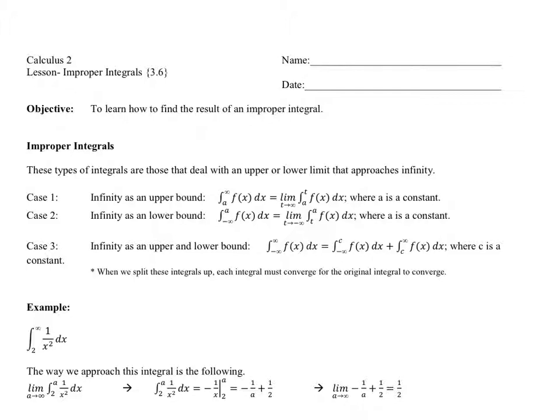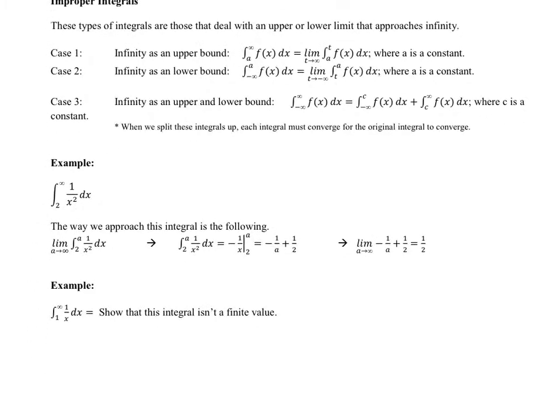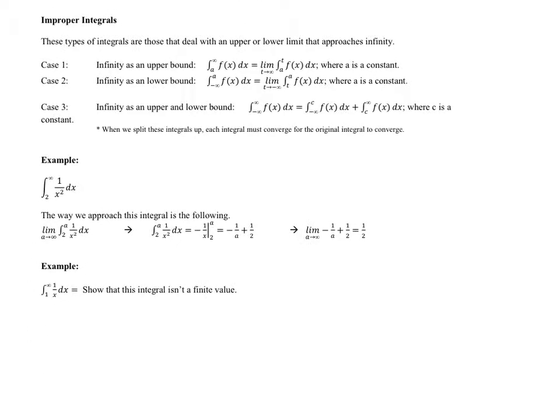But we have 3 separate cases when it comes to improper integrals, but they're all related to the same idea, and that is there's infinity as part of the bounds in some capacity. So how do we handle that? Well, I'll show you. The way to handle it, at least in general, is using limits, which you all know and love.